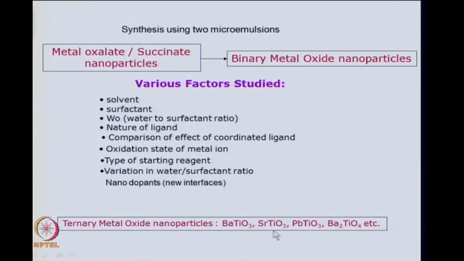This is also a ternary system. So, starting first from a binary 2 microemulsion system, we can discuss how we can go to 3 microemulsion systems and get ternary oxide phases, which are very important for several applications.